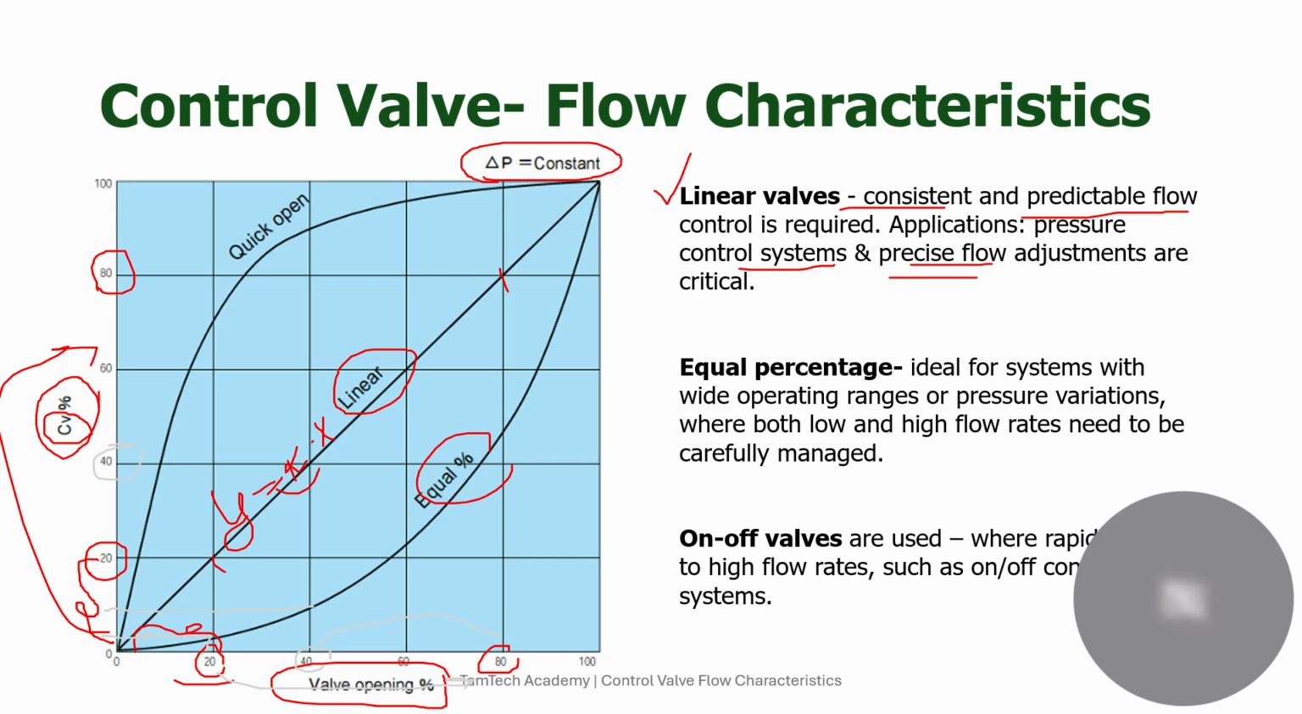Equal percentage valves are more applicable if you have a wide operating range for pressure variations, as you can see here, and where both low and high flow rates need to be carefully managed.